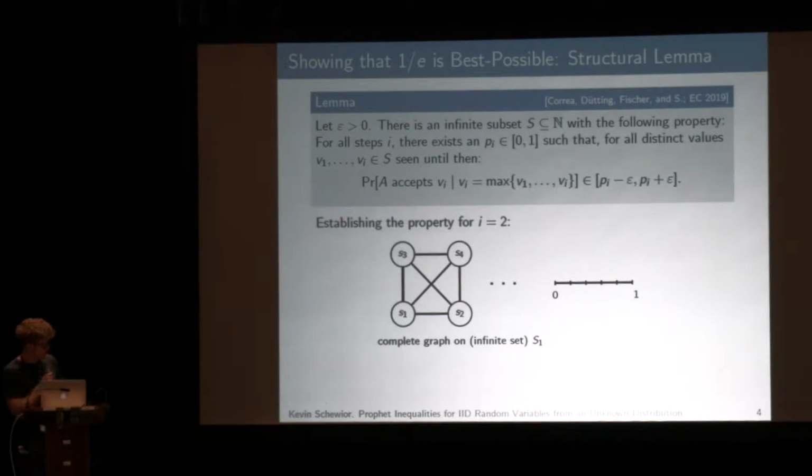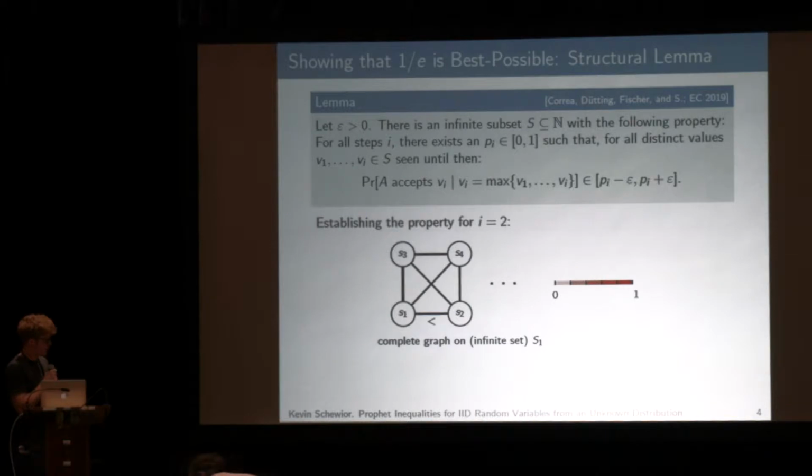So for the colors, let's subdivide this interval between 0 and 1 again into slices of length 2 epsilon. And let's look at any edge. One of the endpoints is going to be larger, right? And now there's going to be some probability with which the algorithm accepts this larger value in the second step if in the first step it has seen the other value, right? So this probability corresponds to some color, and we're just going to color that edge with that color. And we're going to do so for every edge.